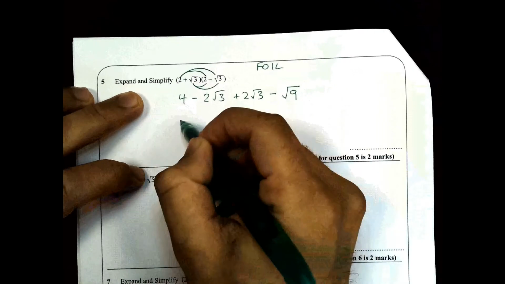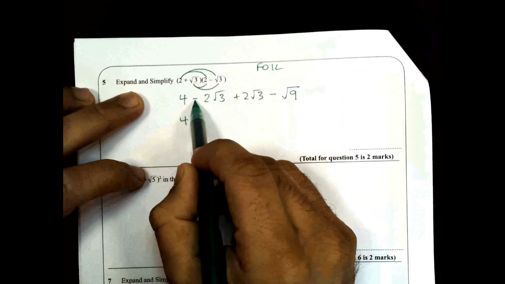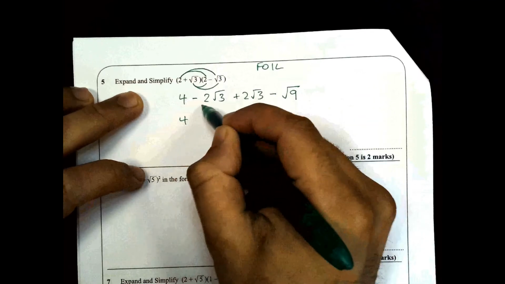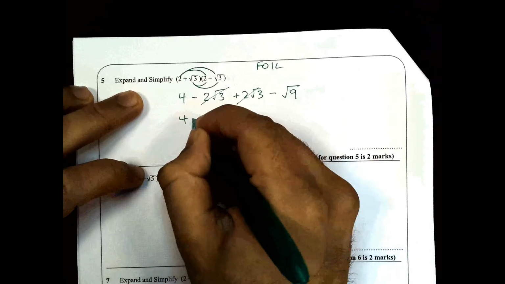So what I'm going to end up with here is 4. These two things cancel each other out. If you think about it, you've got minus 2 root 3 plus 2 root 3, so that cancels itself out. And the square root of 9 is 3, so basically 4 take away 3. Our answer then is 1. So the answer to this question is 1.